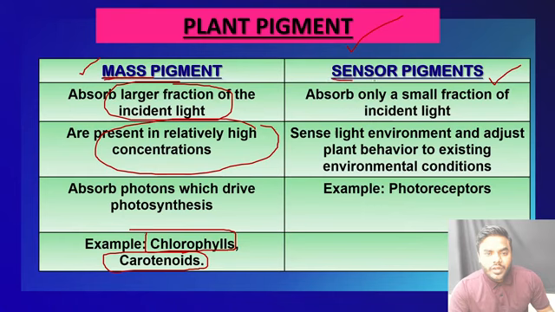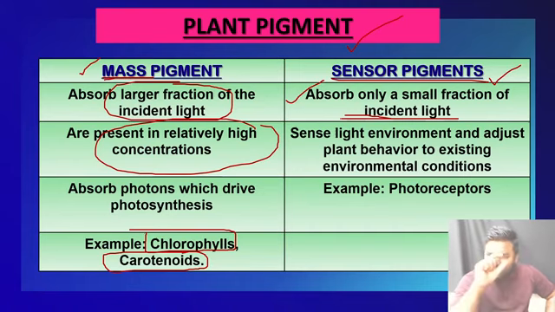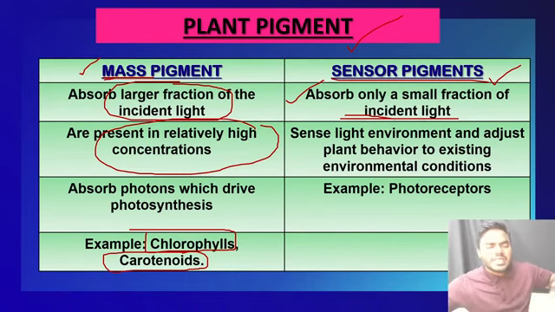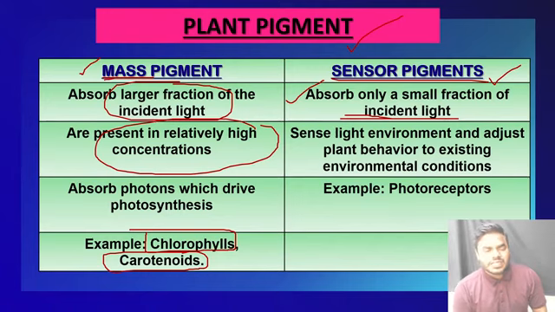Now friends, when you look into the sensor pigments, what you have to read about them is that they absorb only a small fraction of incident light. Very small fraction of incident light they absorb. And friends, these pigments are not at all present in high concentration. When compared to the mass pigments, their concentration is extremely low, very low, right? And what is the best example?